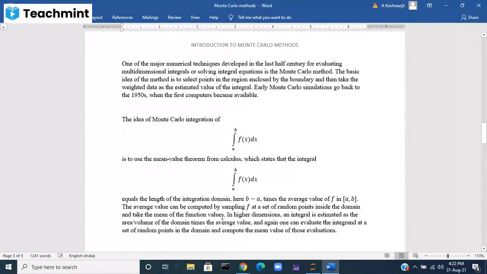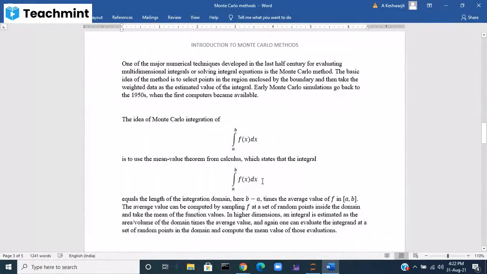Monte Carlo method: the average value can be computed by sampling f at a set of random points inside the domain and taking the mean of the function values. In higher dimensions, an integral is estimated as the area or volume of the domain times the average value. And again, one can evaluate the integrand at a set of random points in the domain and compute the mean of those evaluations.